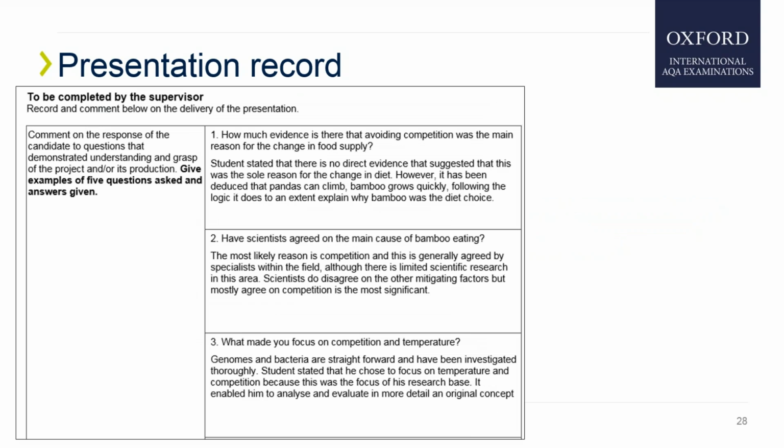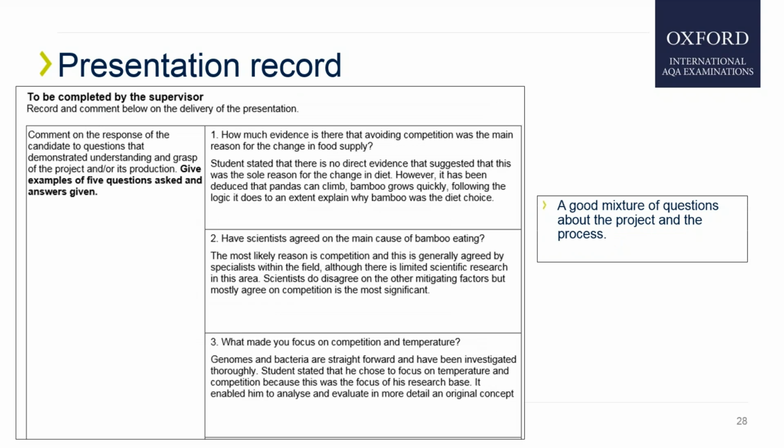Here's another example. I've only included the first 3 questions here. On this one, it's a good mixture of questions about the project and the process. You've got a question about how much evidence there is, which is particularly about the content. The second one is about content as well, and the third is more about the process, asking the student to justify decisions they made in their planning, why they've looked at particular aspects and not others. So even though there's only 3, there should be 5. There's a nice balance there of the questions and so on.